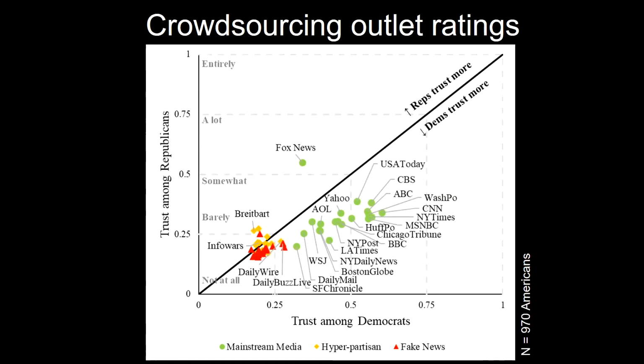But the key thing is everyone agrees that the fake and hyperpartisan outlets, the orange and red ones in the lower left corner, are not trustworthy. Like Republicans, although they trust Fox the most, they still trust Washington Post, CNN, New York Times, MSNBC more than they trust Breitbart. And Democrats, although they trust Fox News the least, amongst the mainstream outlets, they still trust it more than left-leaning hyperpartisan outlets like Daily Kos or Common Dreams.